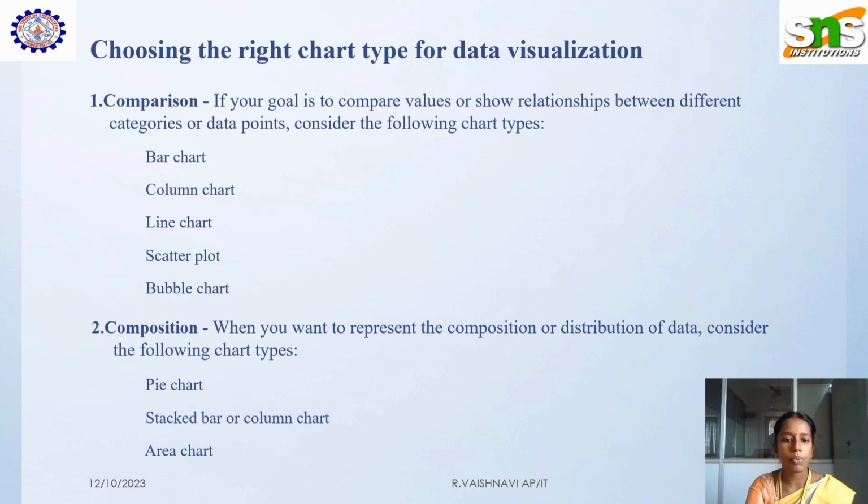Next one, composition. When you want to represent the composition of data, we have to consider the following chart types: pie chart, stacked bar or column chart, and the area chart. In these charts, we can represent the amount of composition of the particular data.